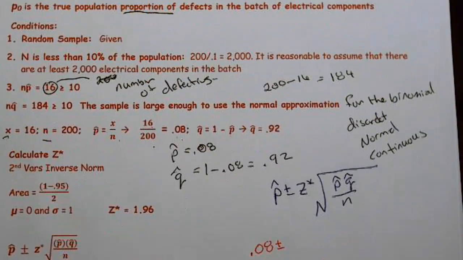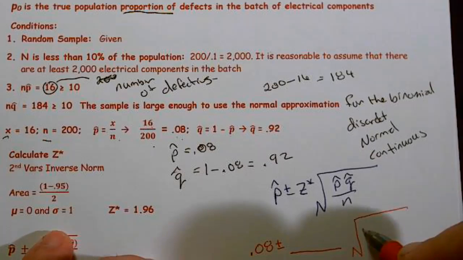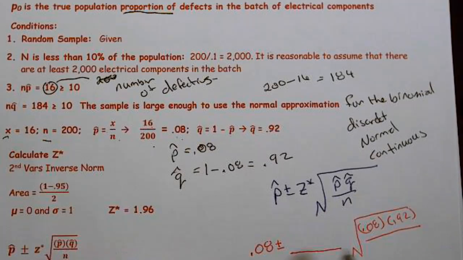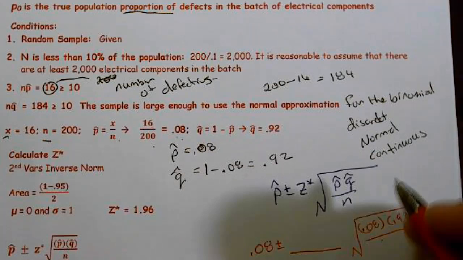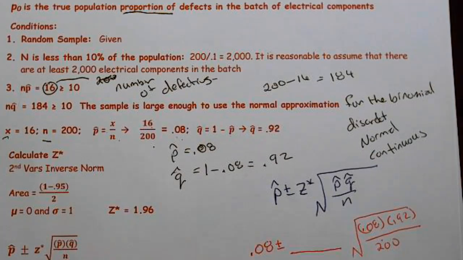So 0.08. We'll come back and I'll remind you how to do z star. And we have 0.08 times 0.92 over our entire sample size, which in this case happens to be 200. All right. So let's go back and calculate z star. And z star is going to be under the second vars function of the calculator. So let's go there.